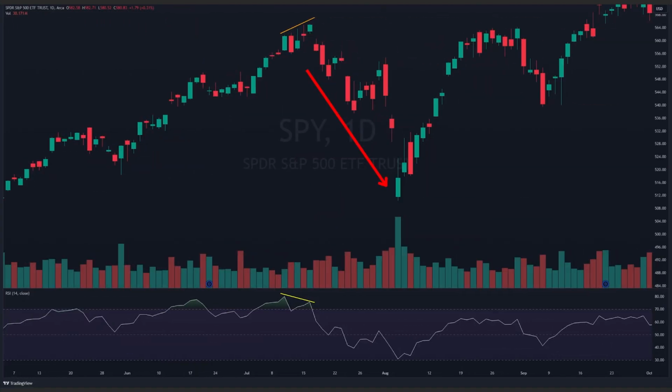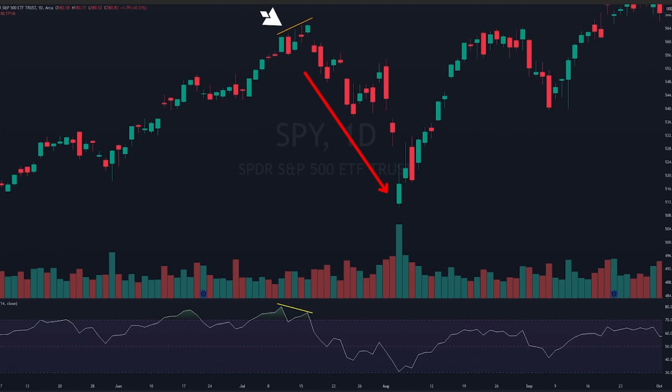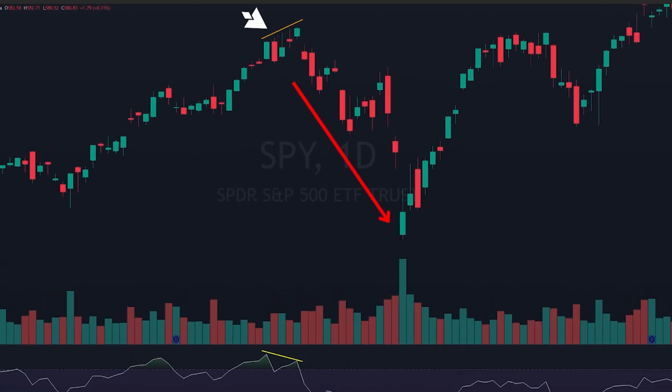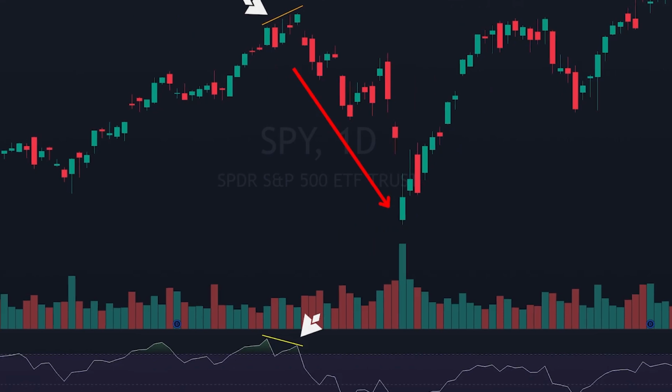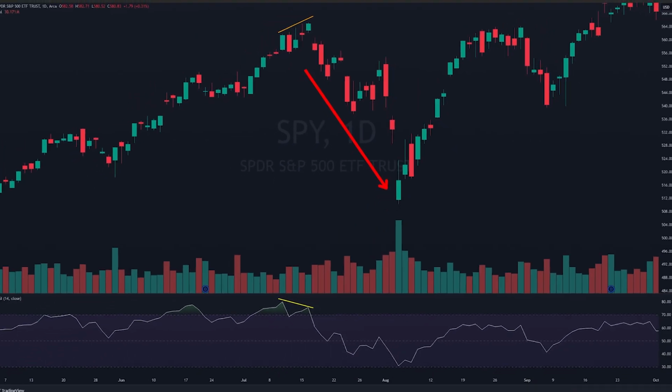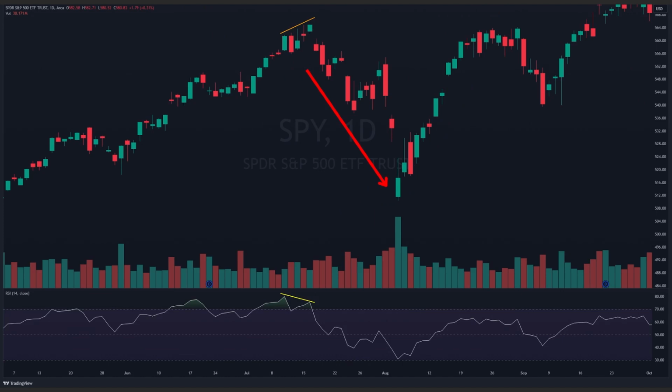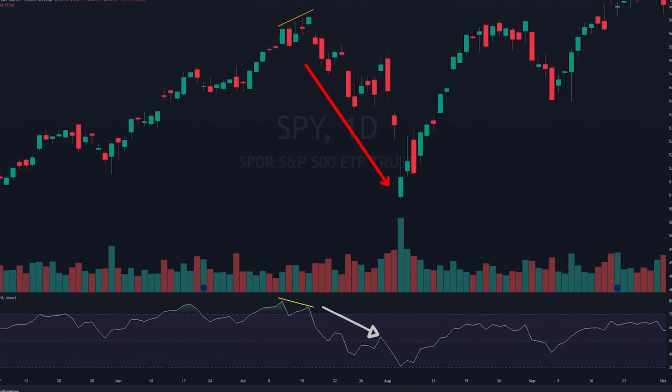Here we see the opposite. Even though the price is making higher highs, highlighted in orange, RSI is actually making lower highs, highlighted in yellow. After this, we can clearly see that SPY started selling off pretty quickly and started following the same direction of the RSI.